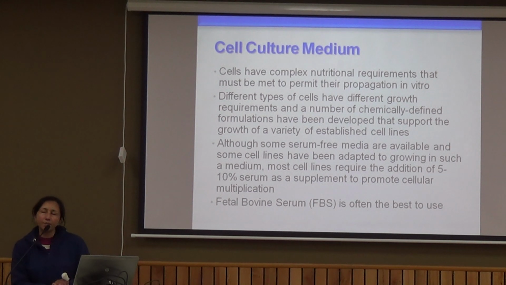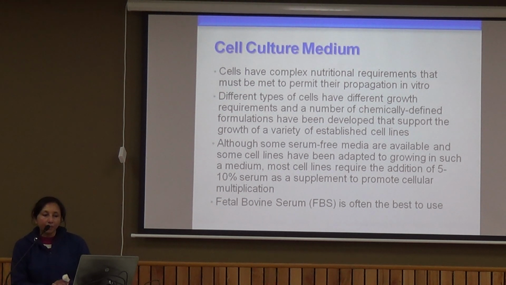Now, cell culture medium, the medium in which the cell is grown. What all are required in cell culture medium? Cells have complex nutritional requirements that must be met to permit their propagation in vitro. Different types of cells have different growth requirements. So as per the cell type we are trying to culture, we have to modify the media composition.